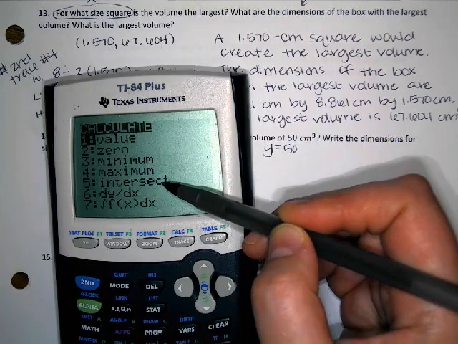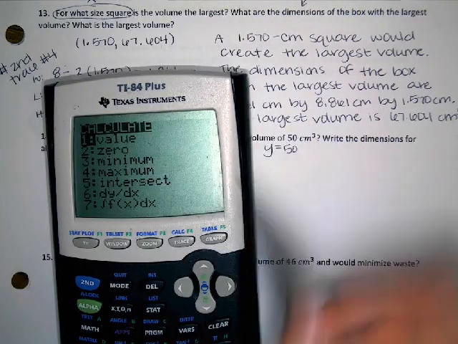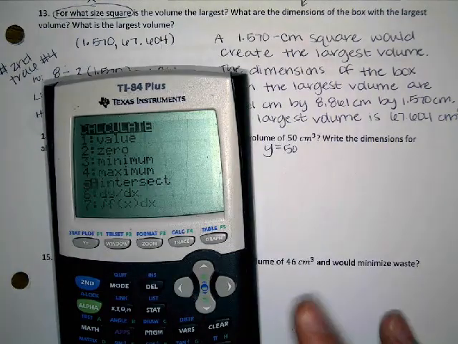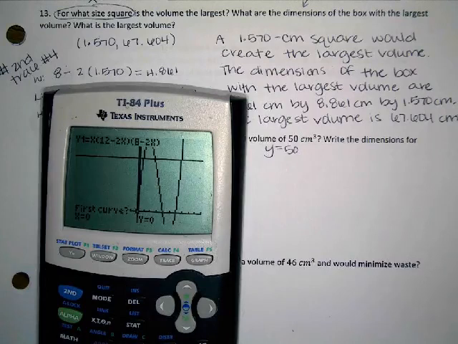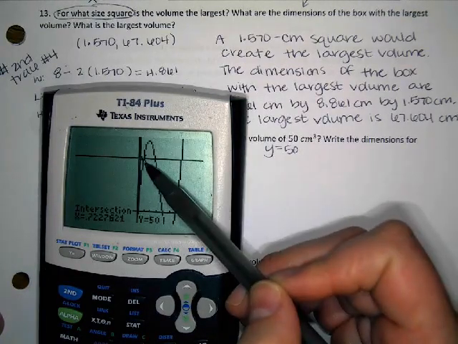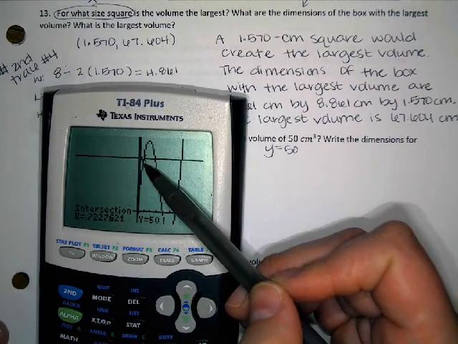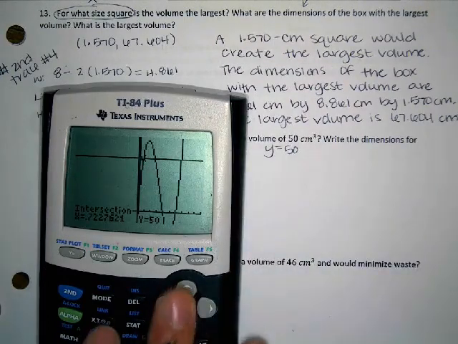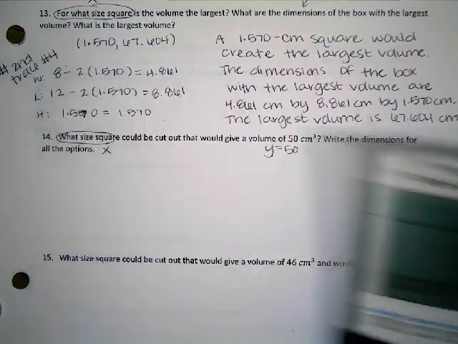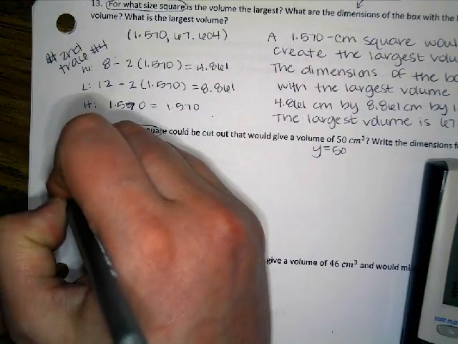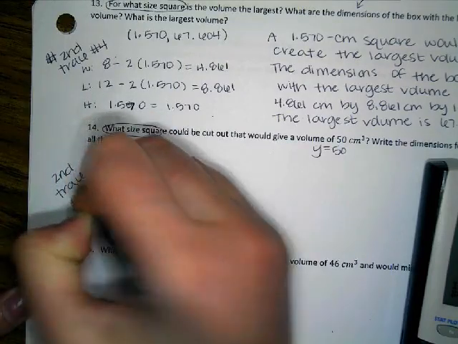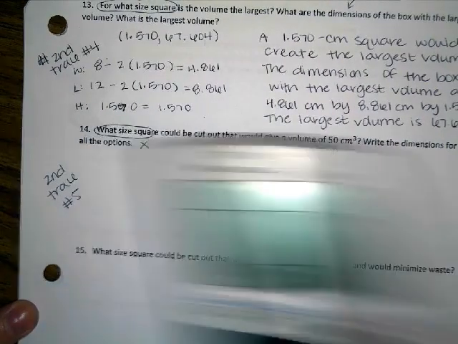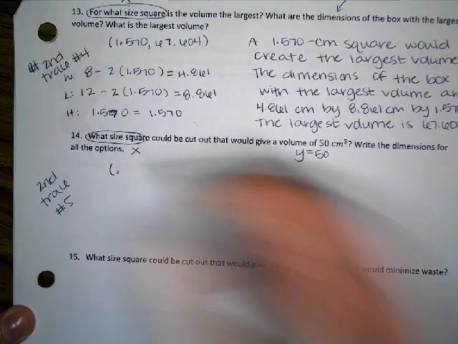And for the first intersection, you don't have to do anything here. You just have to press enter, enter, enter. And it should give you that first one. Everyone do that? Second trace, option number 5, enter, enter, enter. And the first one has an x coordinate of 0.723 and a y coordinate of 50.